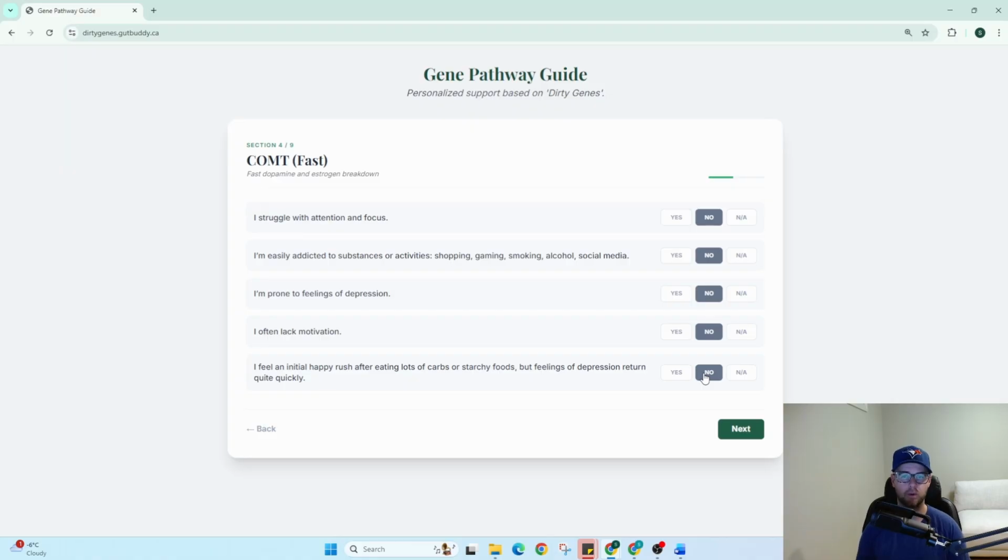Now, in this example, I did say no to all of these ones on the previous screen with the COMT slow. I said yes to a lot more of them. The reality is you're going to be more so one or the other. You're not going to be both.